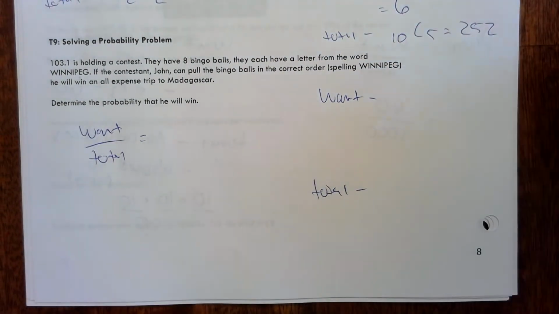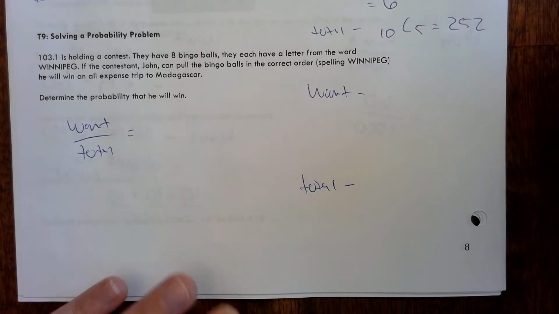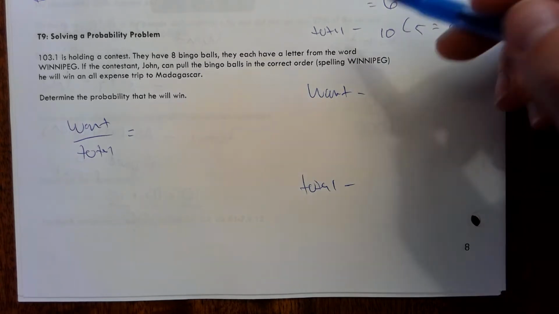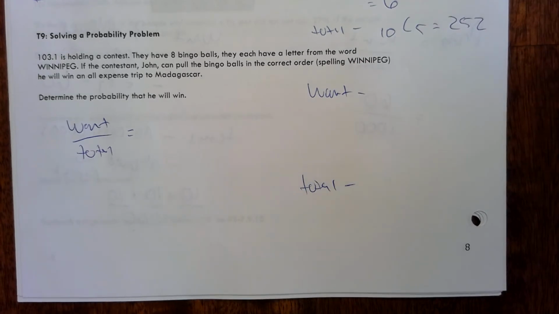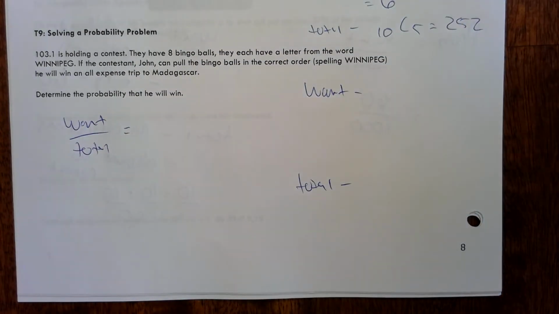Set myself up here. Let's do total first, because I think that's probably easier. There are 8 balls in Winnipeg, 8 letters in Winnipeg. So there's going to be 8 balls. And what he's going to do is he's going to pick one out at a time until it spells Winnipeg. So let's think about the total ways we can do this.